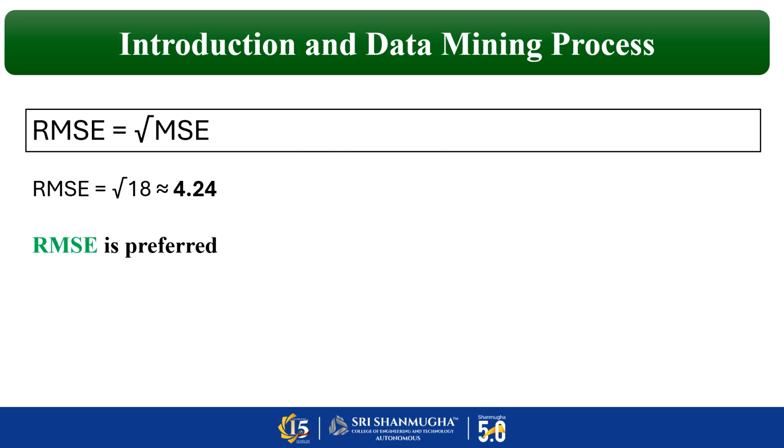And finally we have to find RMSE, that is nothing but the square root of MSE. So the square root of 18 is 4.24. So what did I say? Compared to all these three, MAE, MSE and RMSE, the preference is given to RMSE.